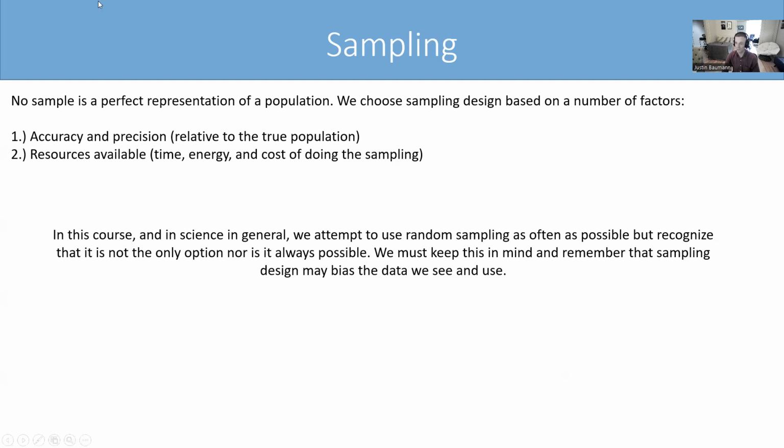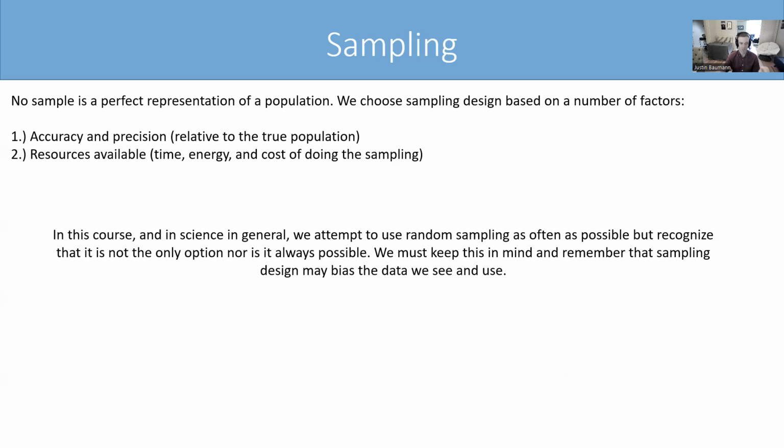Again, after all of this, we've learned no sample is a perfect representation of a population. We choose sampling design based on a number of factors. Our goals are to be accurate and precise relative to the true population, and to get the best we can out of the resources that we've got. Nobody's ever going to do a perfect job because it just takes too much time, energy, and resources. We can only do what we can do. Our time is our time. But we are going to try to do the best we can with what we've got, which is just a good way to live our life.